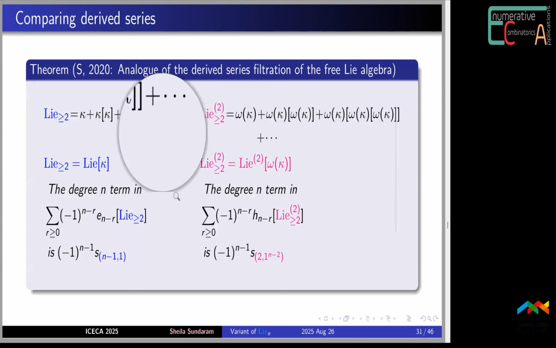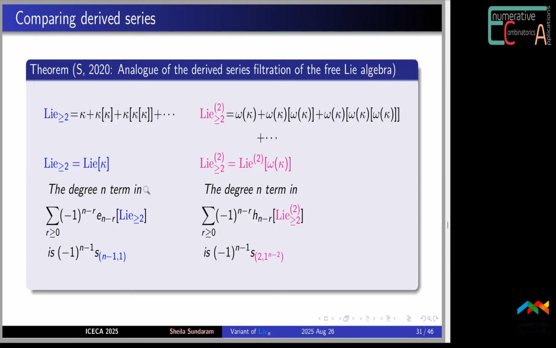Okay, following what I've been doing in this talk, I'm going to look for a counterpart for Lie superscript 2. So again, I'm taking all the Lie superscript 2s starting at degree 2 and up and adding them up. And that series turns out to be this sum. It's just omega of those kappas with repeated plethysms of them, right?